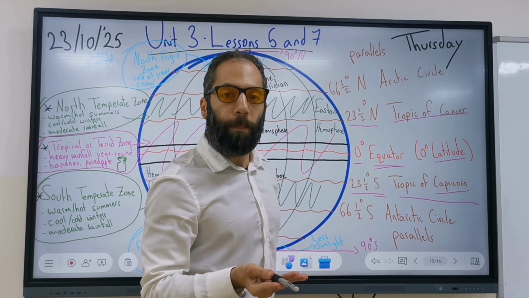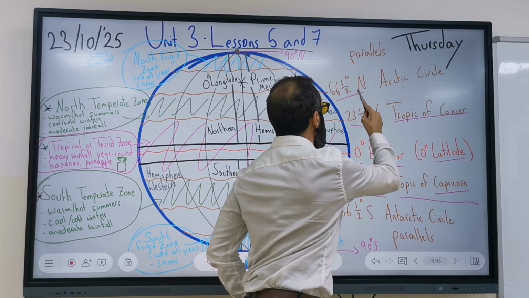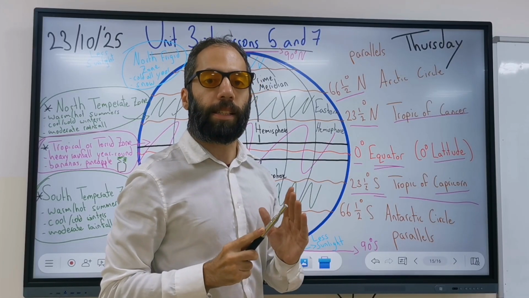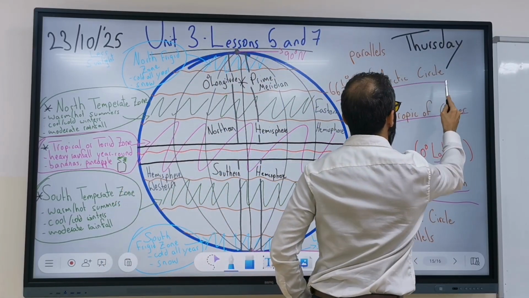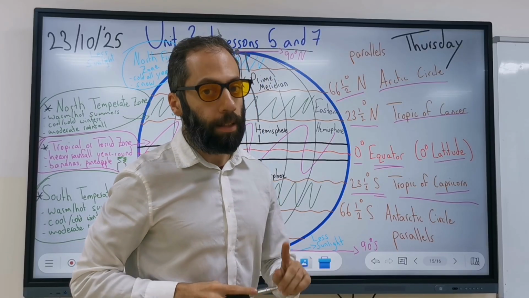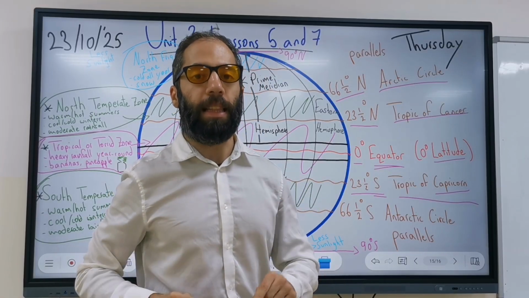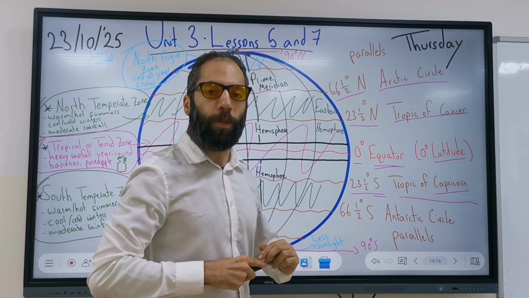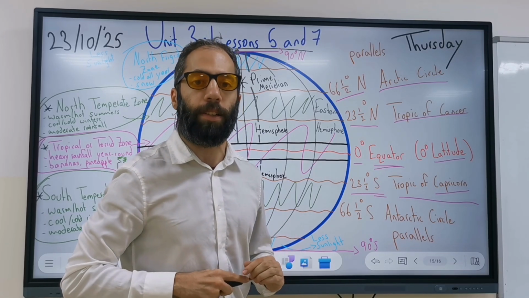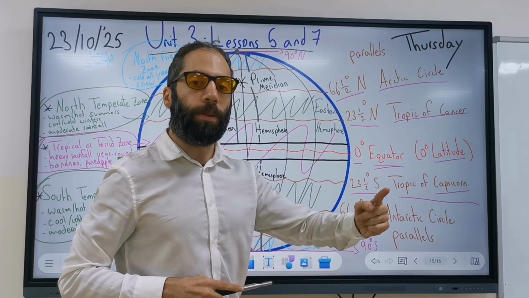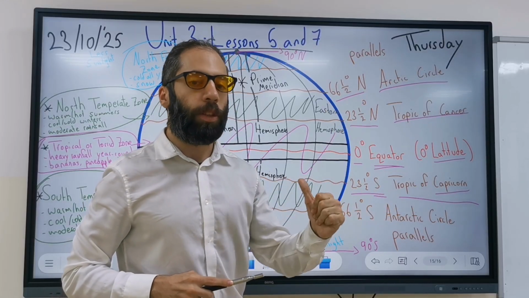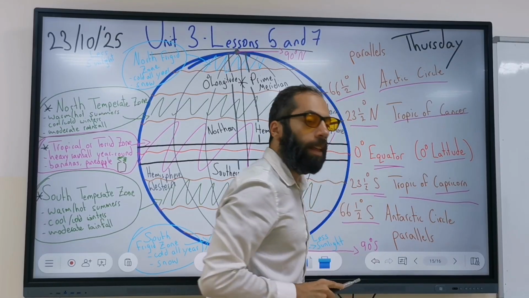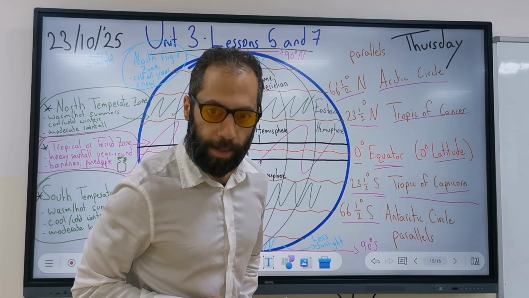If we keep going up, we will arrive at 66 degrees and a half north. This will be the Arctic Circle. Remember, we're still talking about latitude lines. So this latitude line at 66.5 north is called the Arctic Circle. Now, if we go all the way to the opposite side, to 66 degrees and a half south, we will find the Antarctic Circle.